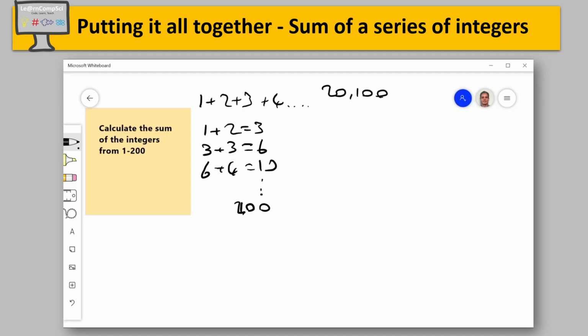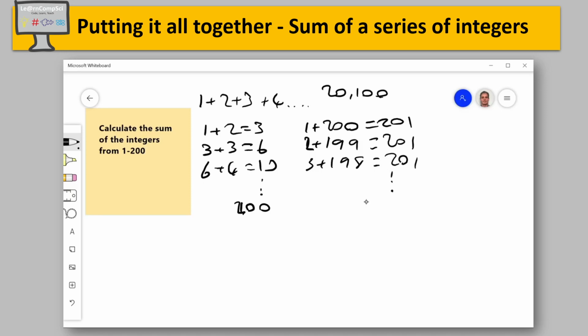So if we try and think of the problem in a different way, we can use some abstraction to think, well, could we halve the number of times? What if we did 1 plus our 200 gives us 201, 1 plus 2 plus 199 gives us 201, and 3 plus 198 also gives us 201, and then we'd only have to do this 100 times because we're adding two numbers together there. Obviously, we'd then need to multiply the 201 by the 100 to add them all up.